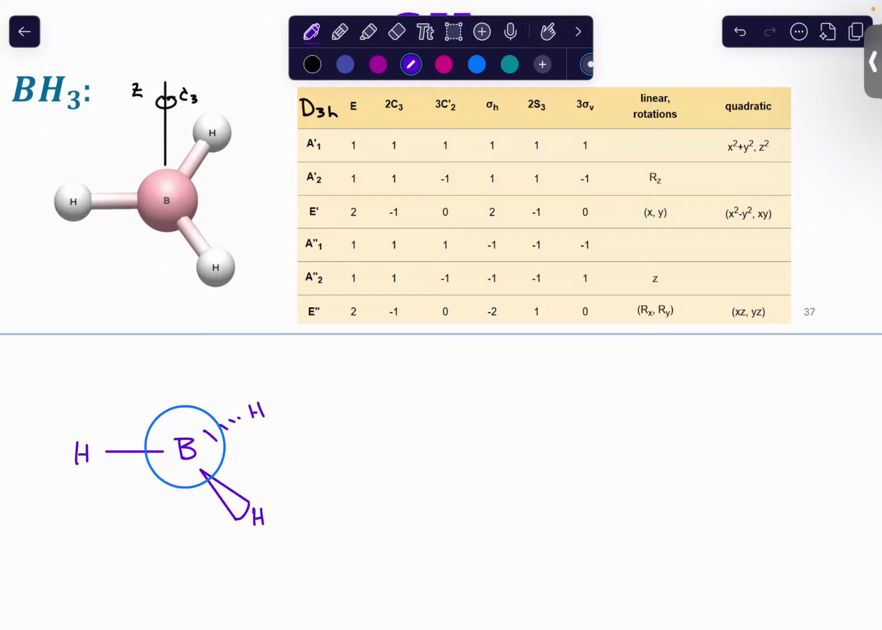Yeah, this one's probably gonna be an A1 prime. Because you see your C3s don't change it. Your C2s, but do you remember where your C2s are? Yeah, down each bond. So here's your C2s. Those aren't going to affect it. Sigma H, so this BH3 lies right in the plane of the sigma H. That's not going to affect anything.